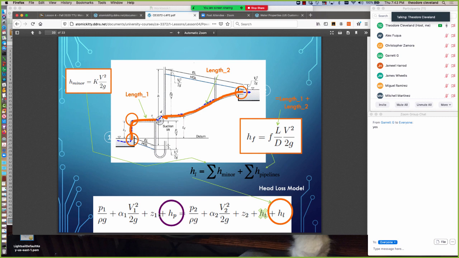Coming up next meeting, I'm pretty sure pumps is next, so we will deal with the purple circle in our next lesson.